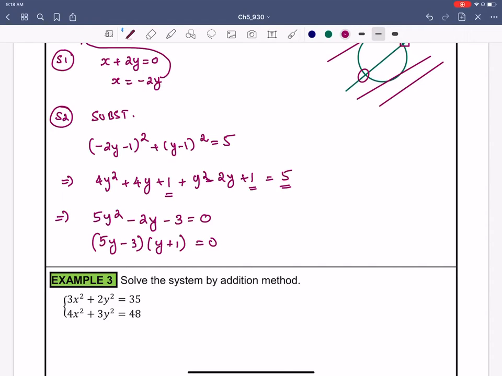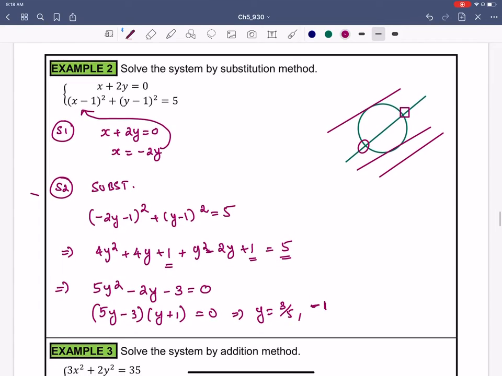So you can work with that. And if you solve this, this is going to give you y to be 3/5 and -1. And again, now we have to plug it back into the x and see what the values of x are. So if I do that, let me just make a box in here. Let me change the color.